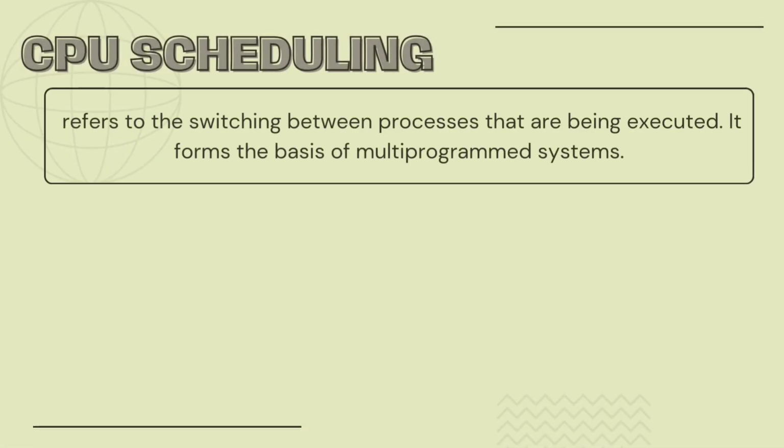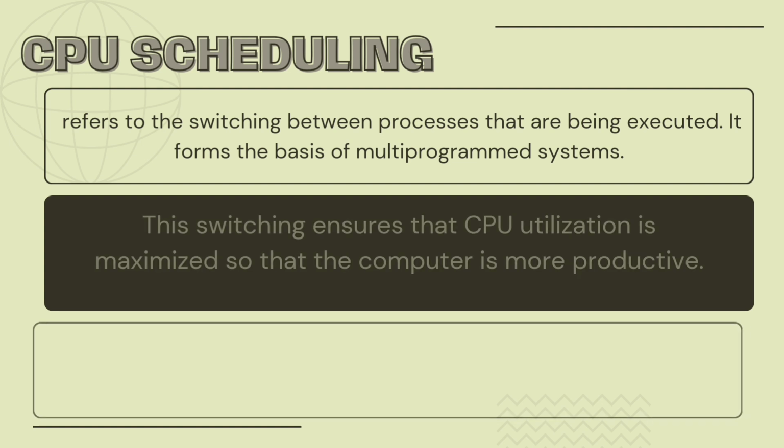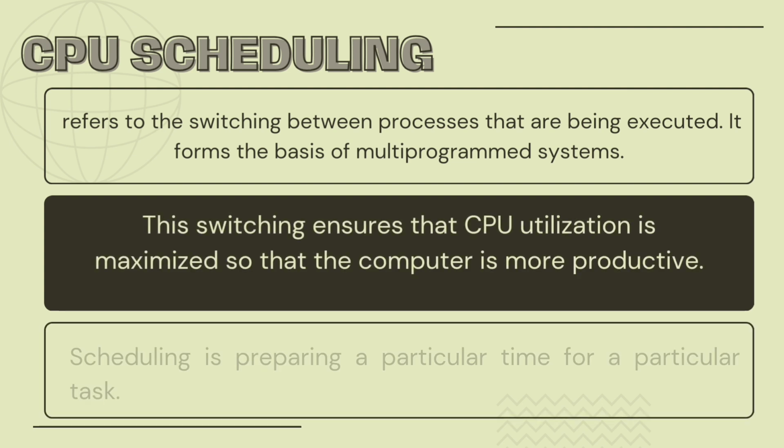CPU scheduling refers to the switching between processes that are being executed. It forms the basis of multi-program systems. This switching ensures the CPU utilization is maximized so that the computer is more productive.